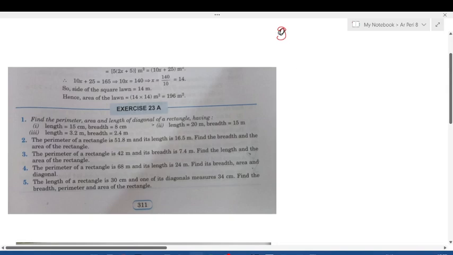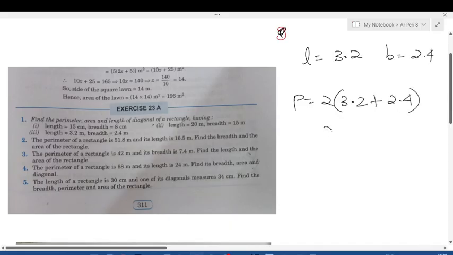What is length? Length is equal to... breadth is equal to 4. What is the value of perimeter? 2 into 3.2 plus... Add this. What will you get? And in the beginning, I told you only 5.6 is given.